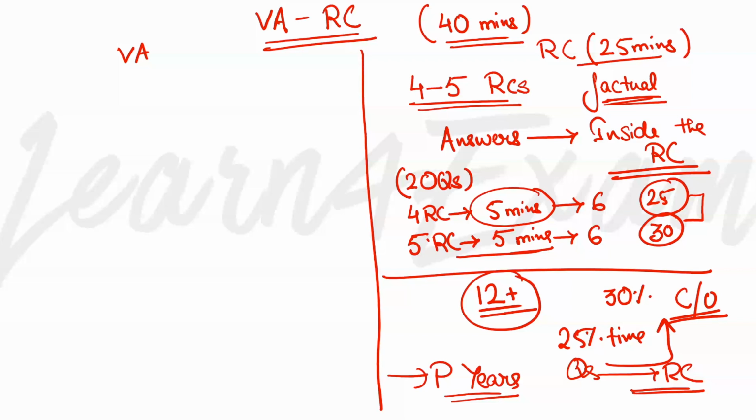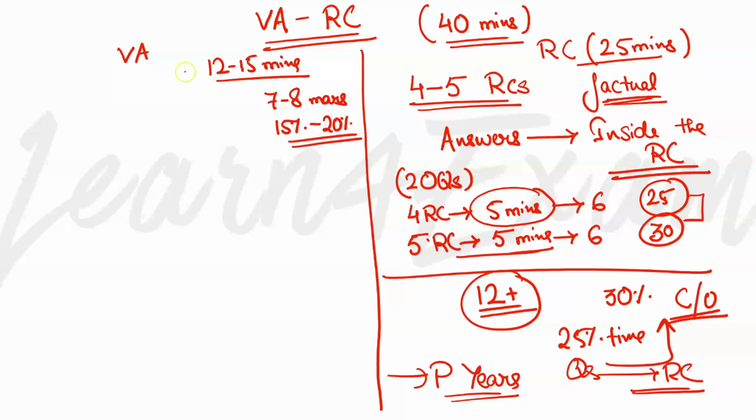Now let's come to the verbal ability section, where you have to give somewhere around 12 to 15 minutes, and your target should be somewhere around 7 to 8 marks. That is somewhere around 15 to 20% of the overall cutoff of the exam.